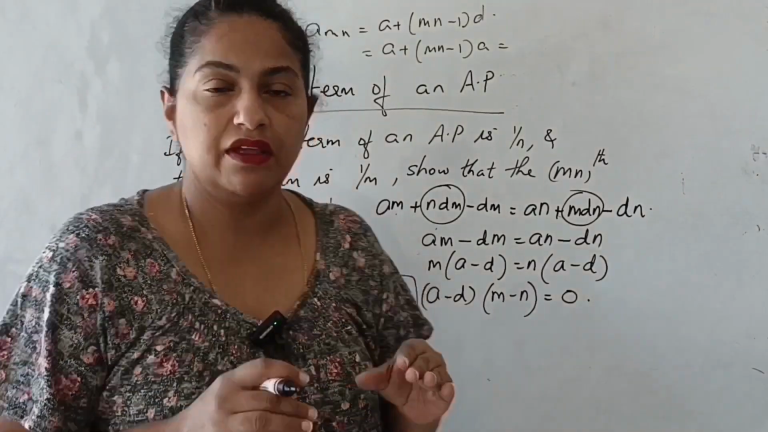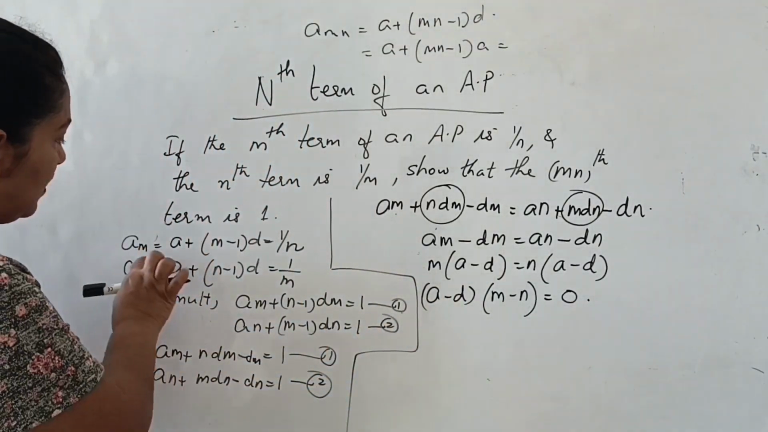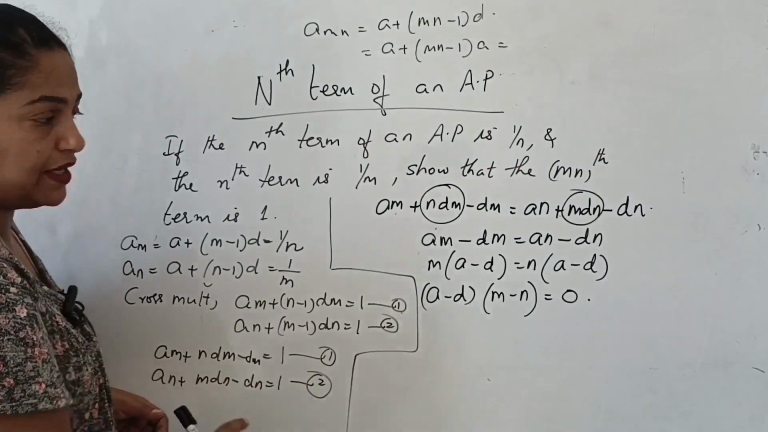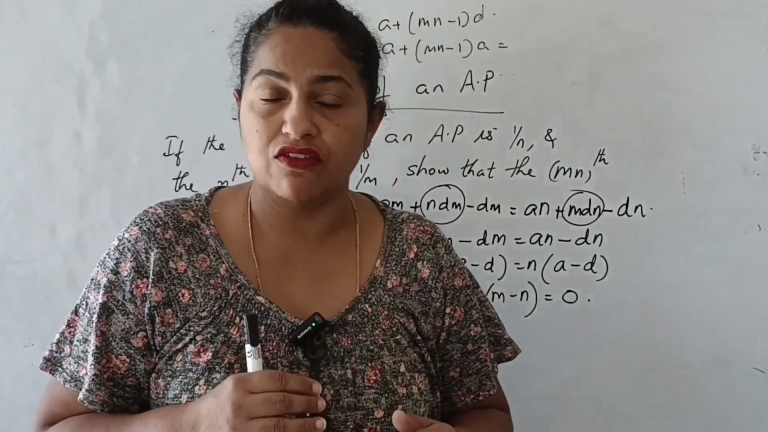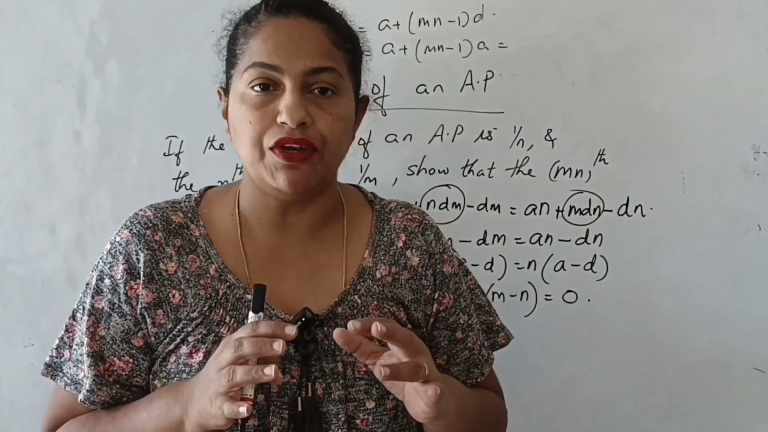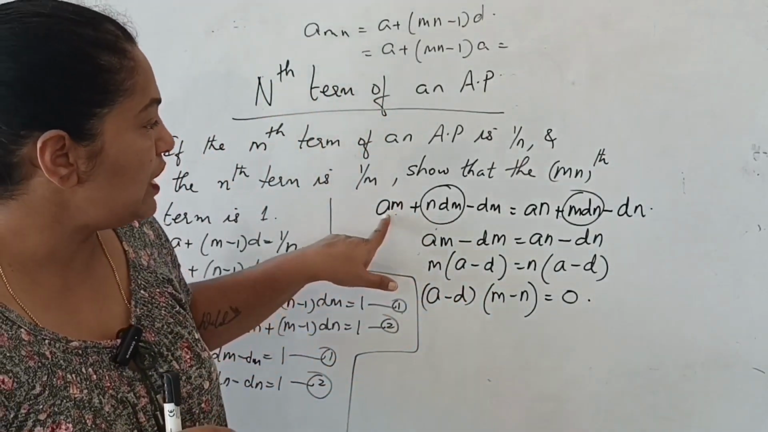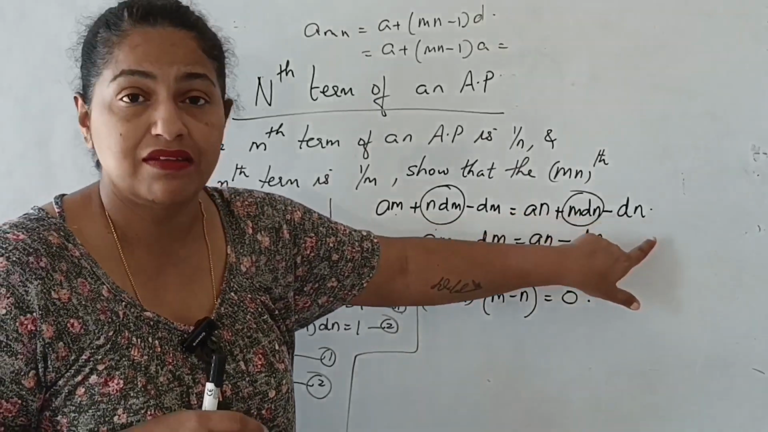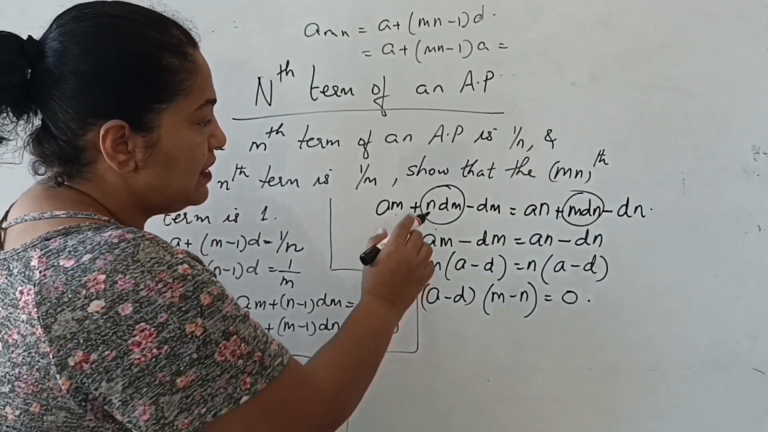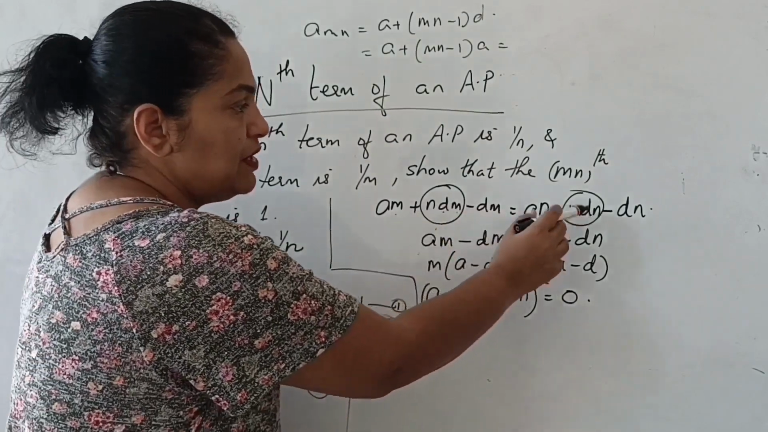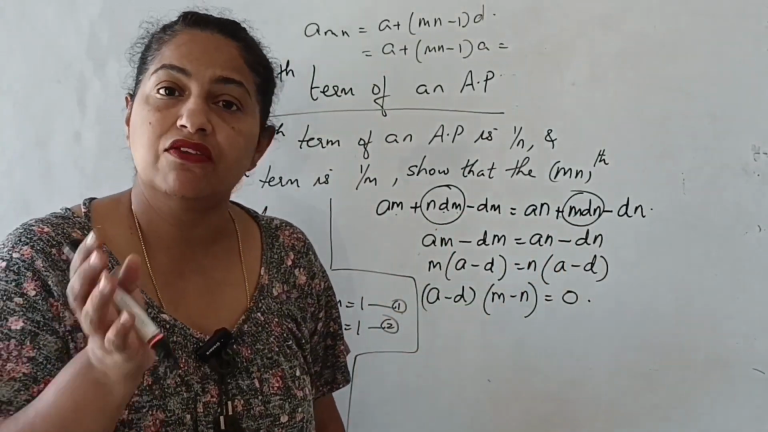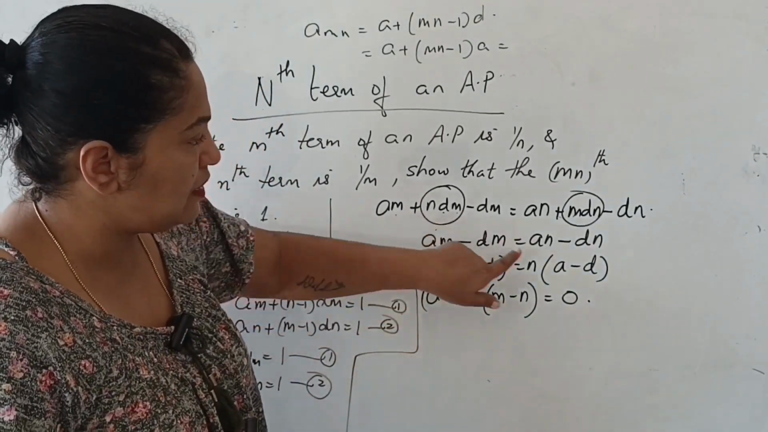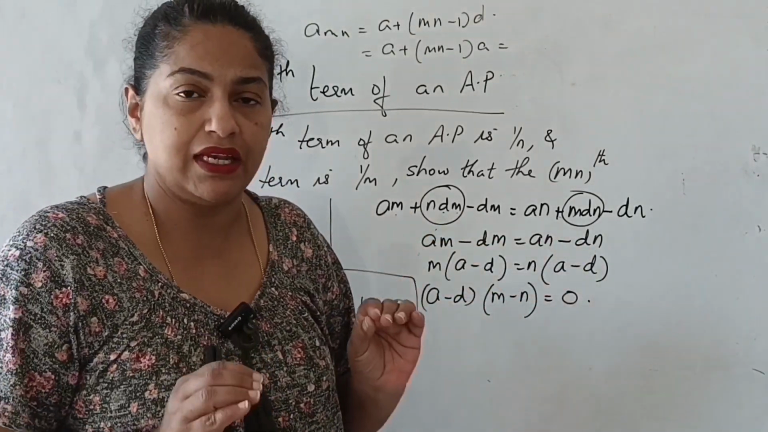I have rewritten the entire steps starting from here. I have written the mth term, then I have cross multiplied and opened the bracket. Since the RHS of both the equations is equal to 1, let us equate them. So am plus ndm minus dm is equal to an plus mdn minus dn. You can see that m into d into n is common on both sides, so I am cancelling it. The remaining terms are am minus dm is equal to an minus dn.